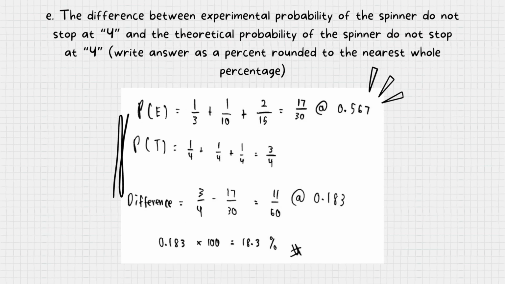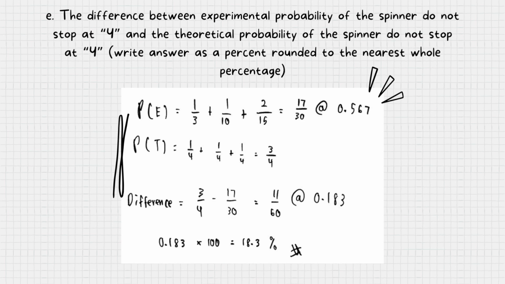Next, we need to calculate the difference between the experimental probability of the spinner not stopping at number 4 and the theoretical probability of the spinner not stopping at 4. Spinner not stopping at 4 means that the spinner stops at number 1, 2, or 3. So first, we sum up the experimental probabilities of the spinner stopping at number 1, 2, and 3. The experimental probability for number 1 is 1 over 3, for number 2 is 1 over 10, and for number 3 is 2 over 15. So when we sum up, we get 17 over 30.